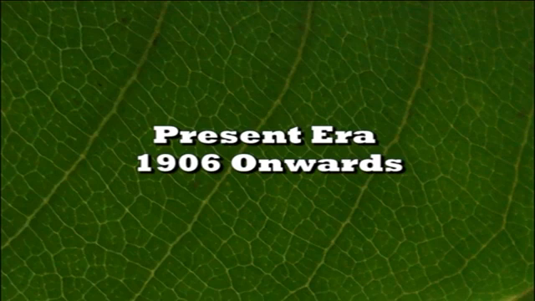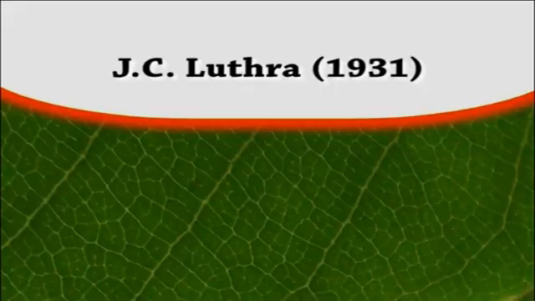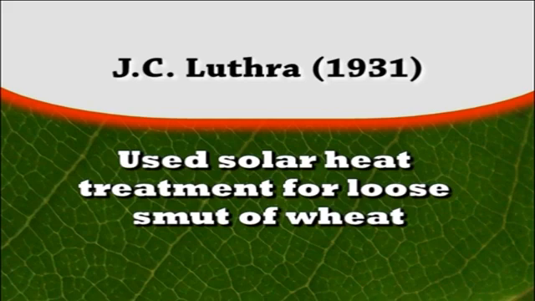The next era is the present era, that is from 1906 onwards. The present or current era, commencing from 1906, has seen remarkable discoveries. Some of the scientists under this era are J. C. Luthra, from 1931. He used solar heat treatment for loose smut of wheat.